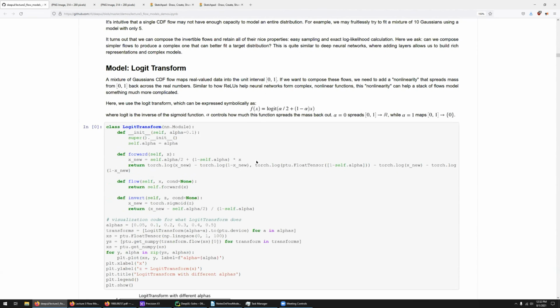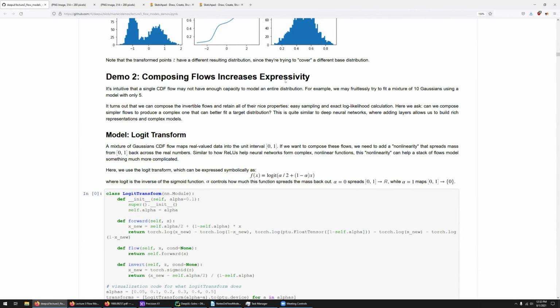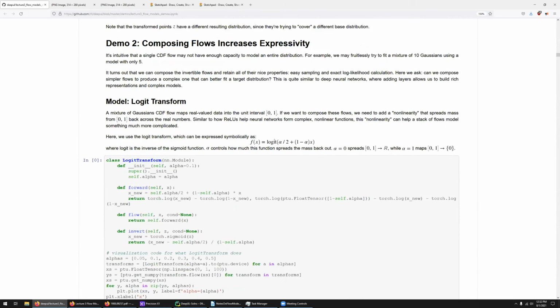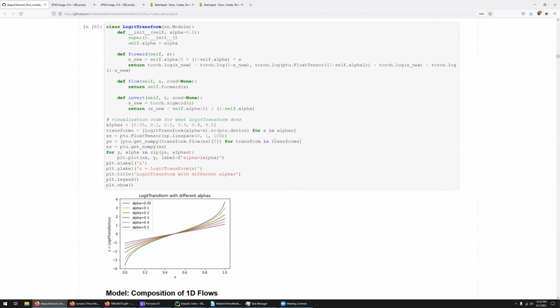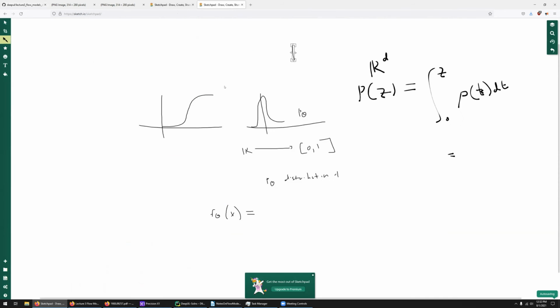Okay, and then this is the composition of flows to increase expressivity. We also looked at it, right? Yeah. So this case was where the trickiness happens. Okay, let me draw this. Hopefully this drawing still works. Let me delete everything.